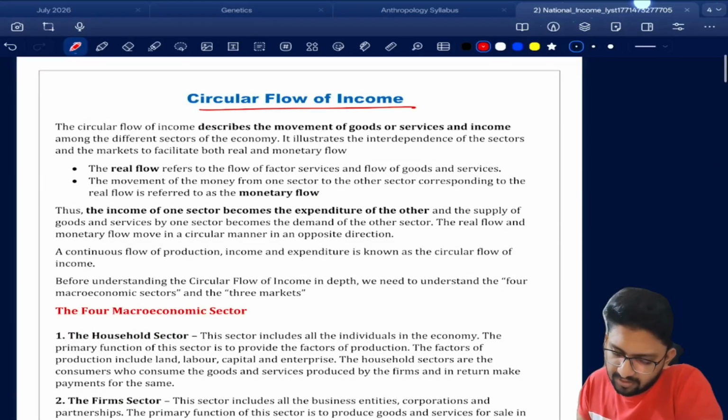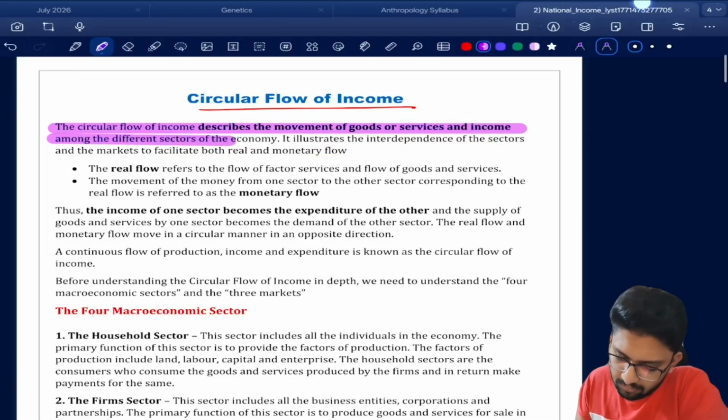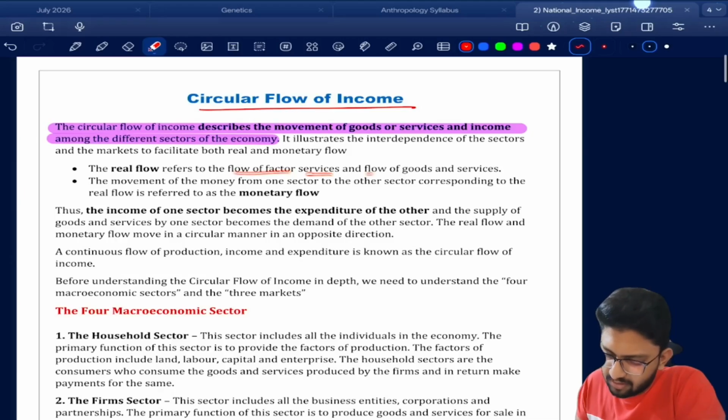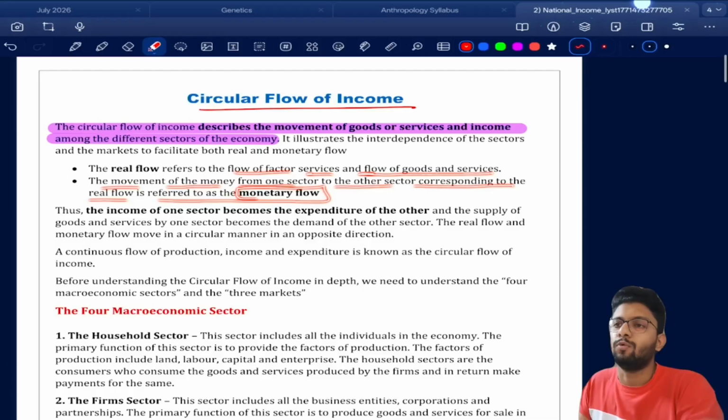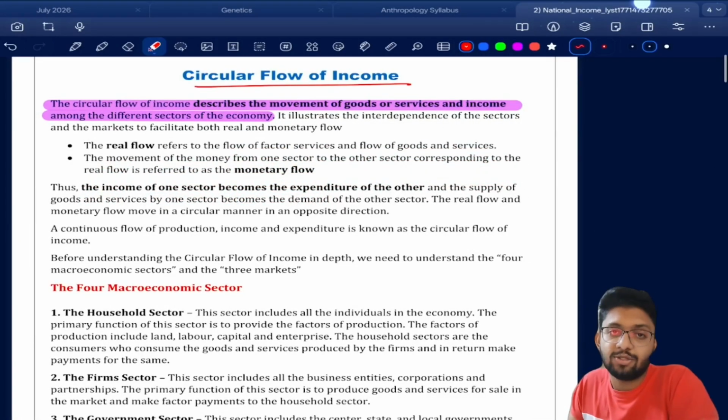Circular flow of income describes the movement of goods or services and income among different sectors of the economy. It illustrates the interdependence of the sectors and the markets to facilitate both real and monetary flow. The real flow refers to the flow of factor services and the flow of goods and services. The movement of the money from one sector to the other sector corresponding to the real flow is referred to as monetary flow.